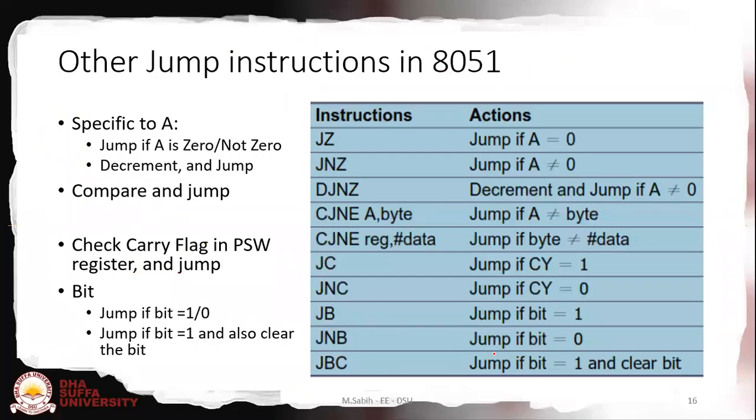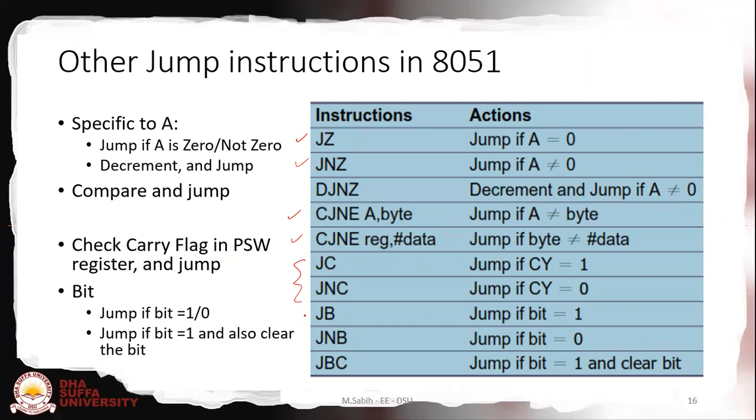So other jump instructions in 8051 include, for example, these are all the other instructions we have. Quickly, specific to A, for example, jump if A is 0 or not 0, we have 2 instructions for that. Compare and jump is these instructions. Okay, we are comparing and jumping. Check carry flag in the program status word, and then jump. So these take care of this carry flag.